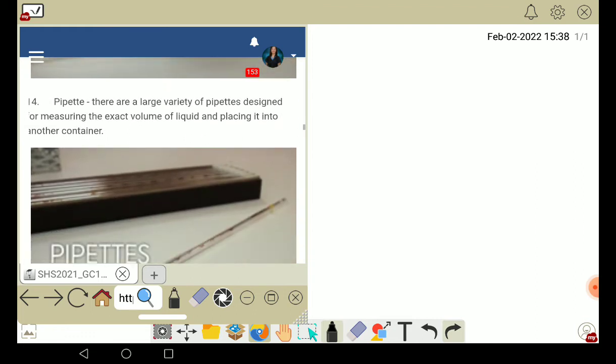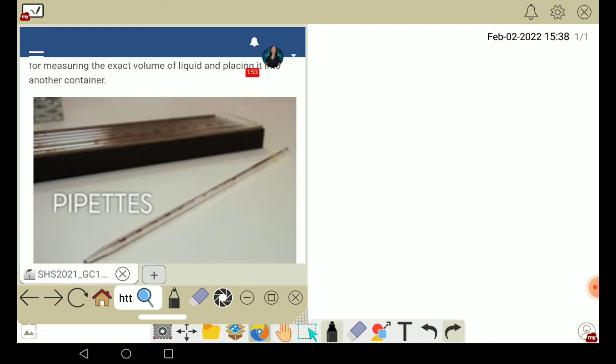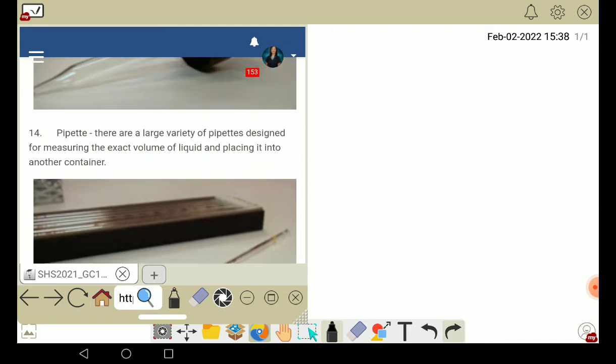Okay, next we have pipette. There are a lot of varieties of pipettes designed for measuring the exact volume of liquid and placing it into another container. Sometimes pipettes are actually used to mix liquids in a certain container, and of course the most important role of the pipettes is to measure the liquid in a certain container.